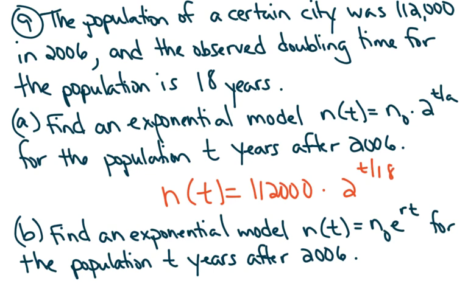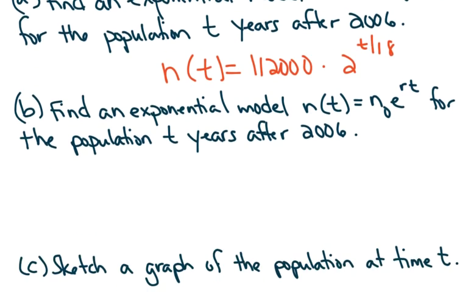In part B, it says find an exponential model, N of t is equal to N naught e to the rt for the population t years after 2006. I gave you a couple ways of doing this. One of the ways of doing this was to just double the population, because we know the doubling time. So you could do 224,000 is equal to 112,000 e to the rate times the time, which is 18, and then you would solve that for r.